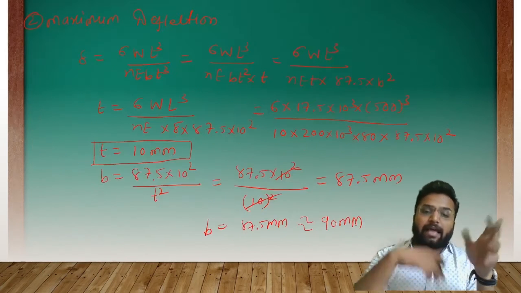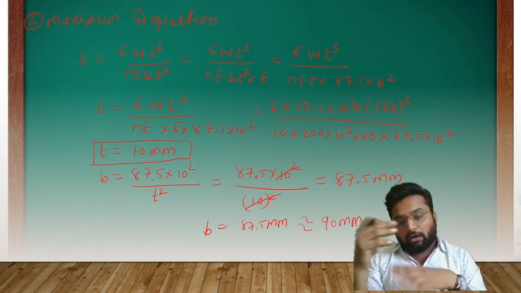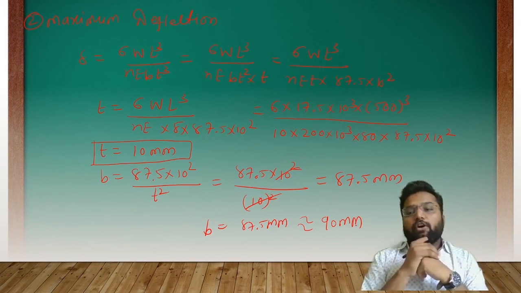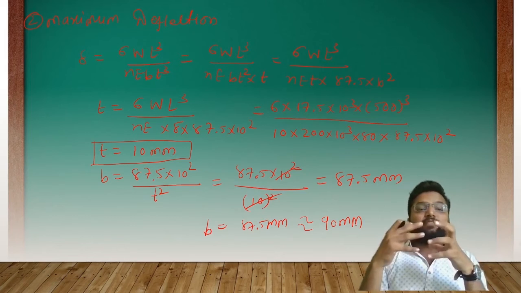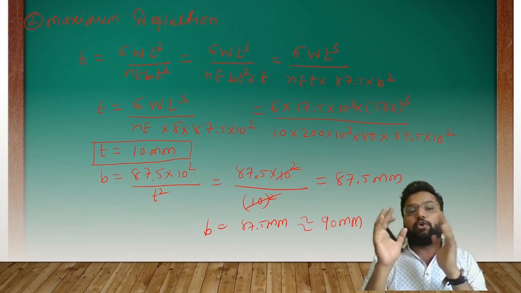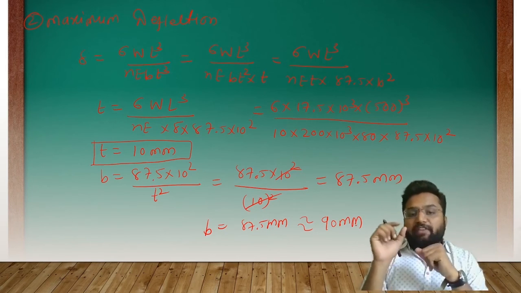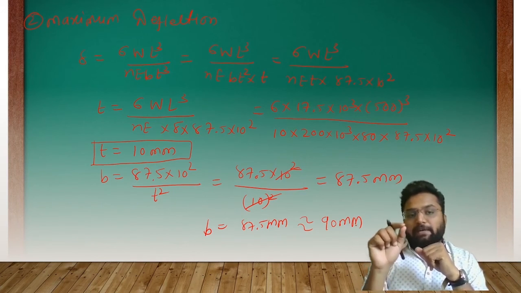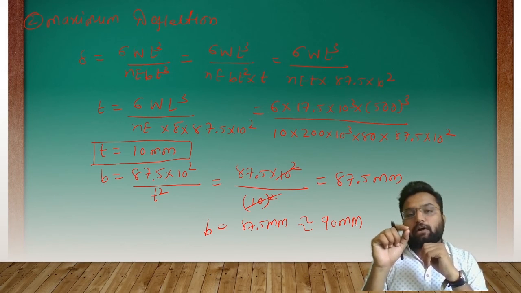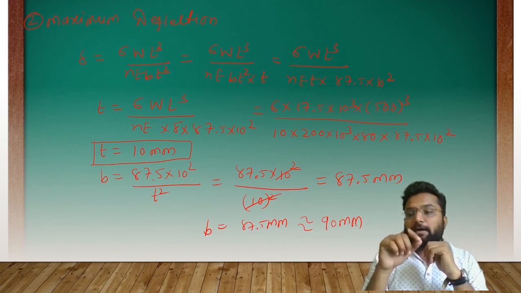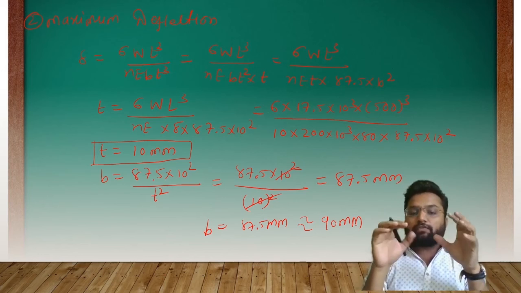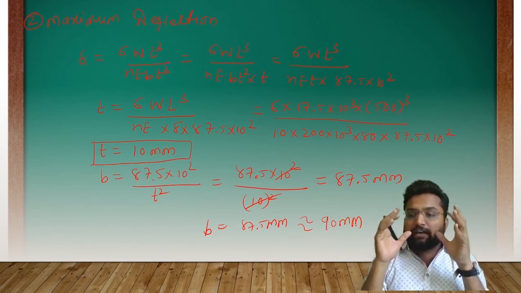Now in another part, we found the value of T by using the equation of maximum deflection, which is 6WL cube upon nEBT cube, where we put the value of BT square, which is 87.5. So ultimately from that we found the value of thickness T, which is 10 mm. And by putting this value of thickness T into the BT square equation, we found the value of B, which is the width of our leaf spring.